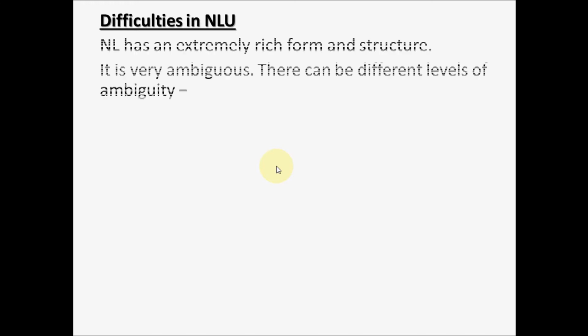Now let us see what are the difficulties in natural language understanding. And when I say natural language understanding, it is not from the human side, but what are the difficulties faced by a machine who is now capable of understanding the natural language. What are the difficulties associated? Okay, first, natural language is extremely rich in form and structure. However, it is very ambiguous. There can be different levels of ambiguity here.